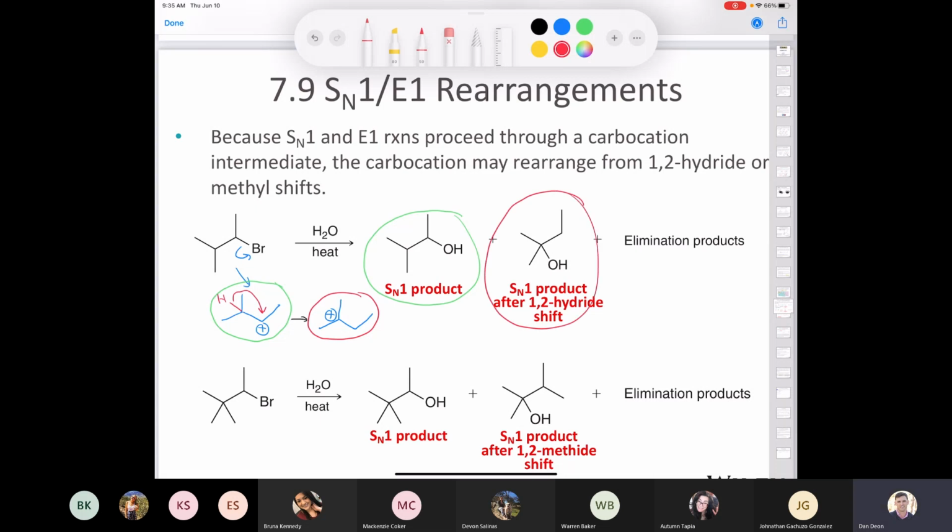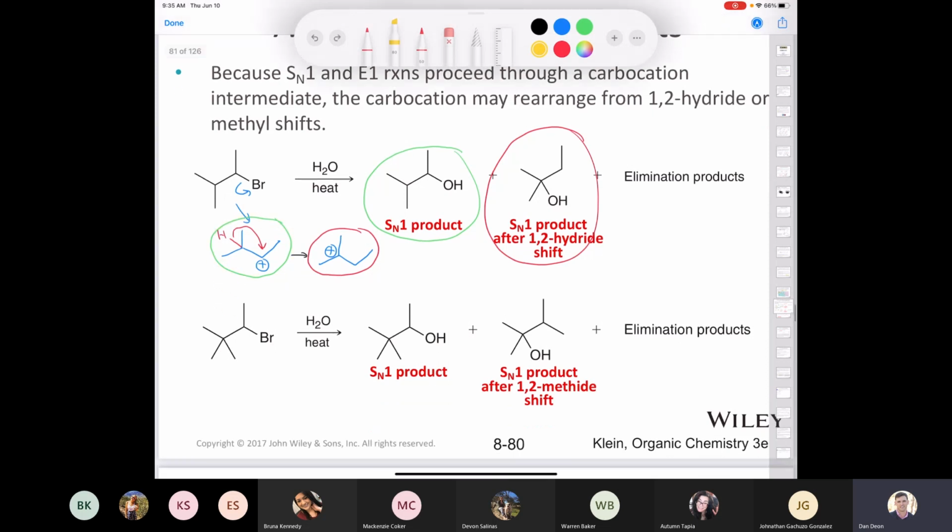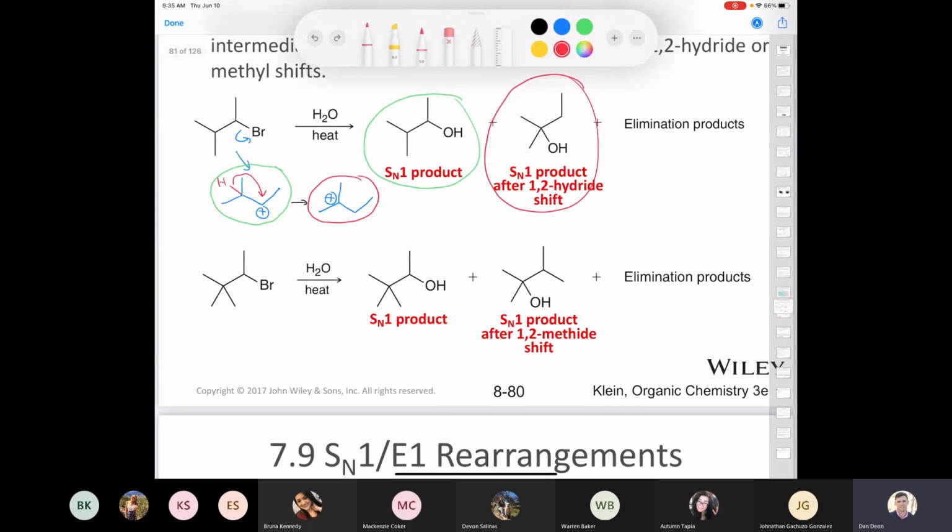So we end up with two different products, and we also get some elimination products, which we're not going to discuss at this second. But again, the whole idea is: how do you justify this product? Where does that come from? Pardon my language. When you form that secondary carbocation, if it can rearrange, it's going to give you something more stable. We can practice the concept on the next one.